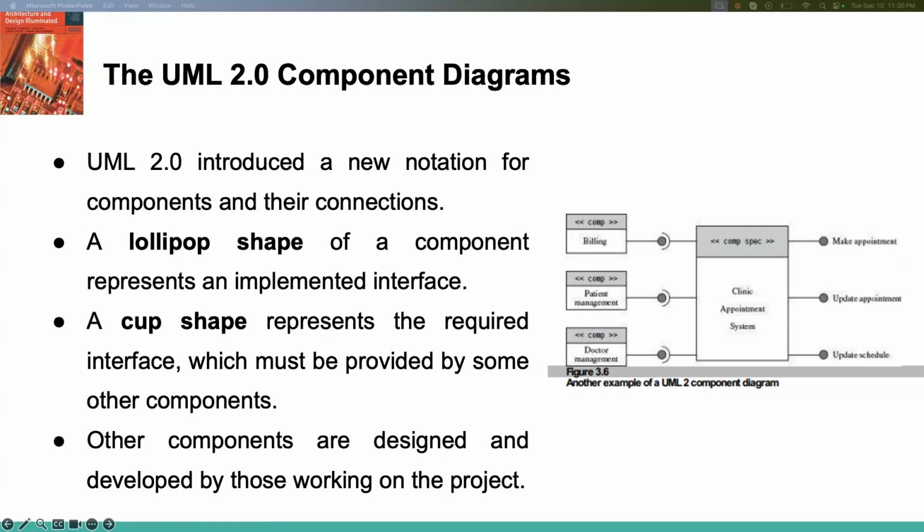UML 2 introduced a new intuitive way to represent components and their connections. This updated notation helps developers clearly understand the relationship between different components in a system. The lollipop shape represents an implemented interface. This shows that the component provides certain services that can be used by other components. The cup shape represents a required interface, indicating that the component relies on services provided by other components. In other words, the component cannot function properly unless its dependencies are met.